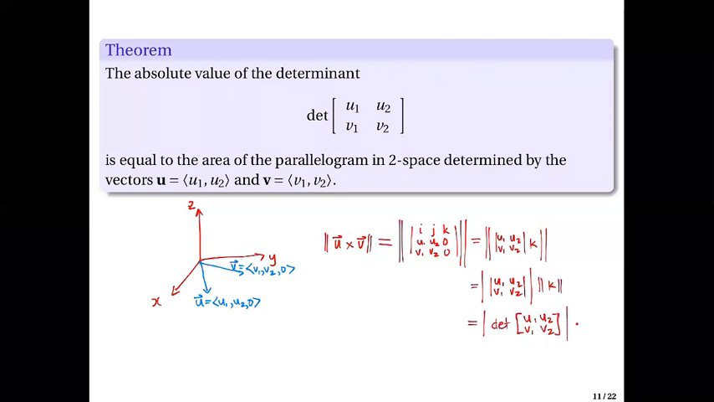Okay? So this is the proof of this theorem. Okay? Question?